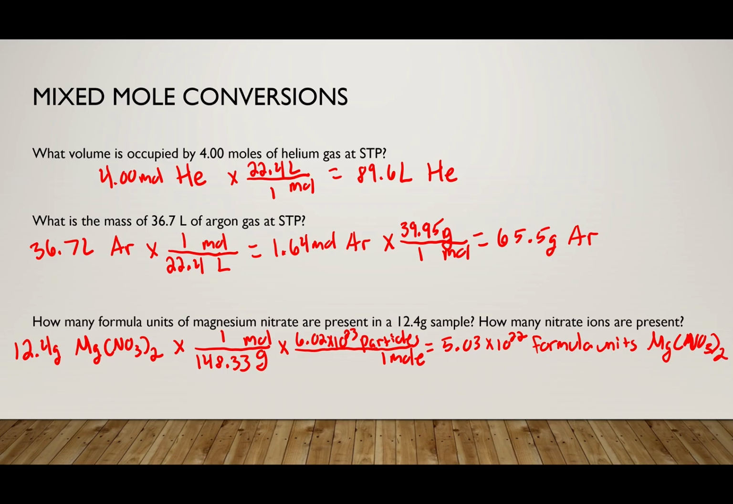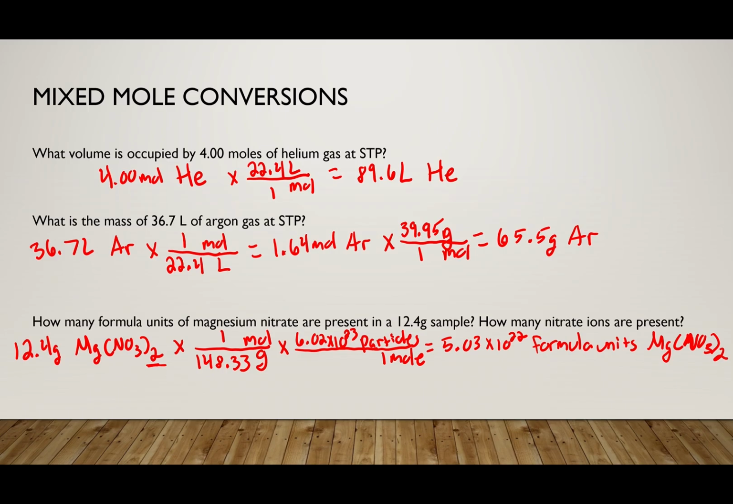Now in the second part of this problem, we are asked to find how many nitrate ions are present. This is where the labeling becomes really important, because we are again asked for particles, but now it's not the same particles. These are now ions we're looking for, not the entire formula unit. If we look at the chemical formula of magnesium nitrate, we'll see the subscript of 2 here by the nitrate. This tells us that there are 2 ions of nitrate for every 1 formula unit of magnesium nitrate. So there are twice as many nitrate ions as there are formula units of the whole magnesium nitrate.